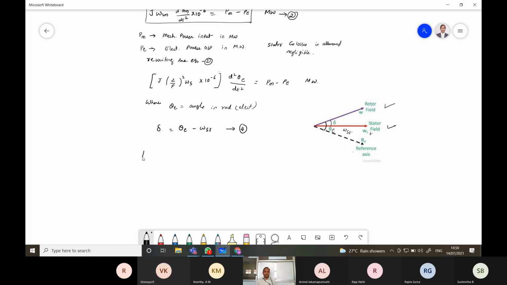So from equation 4, delta is also called the torque angle. So the rotor angle we can also call the torque angle, or the power angle. All are the same. So now, from equation 4, d square theta e by dt square is equal to d square delta by dt square.